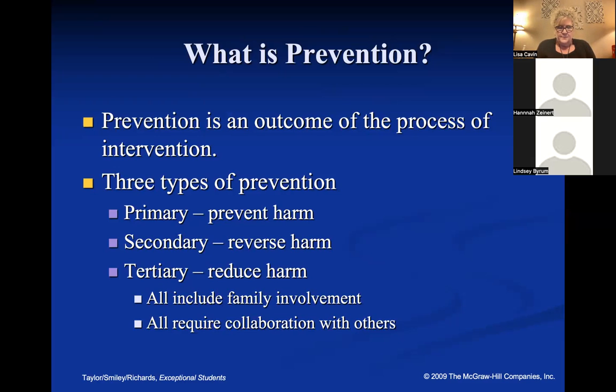And the situations that come to my mind are situations of abuse and neglect that have already caused harm to children. And we can't prevent it. Maybe we can't even reverse it, but we can certainly reduce it by the way we treat the child at school, by the way we care for them, the supports that we provide for them, and the environment that we surround them with while they're at school. All of these include family involvement. We've got to make sure that the family is on the same page as the school and that we're all working together to provide that type of prevention for the child. They all require collaboration with others.